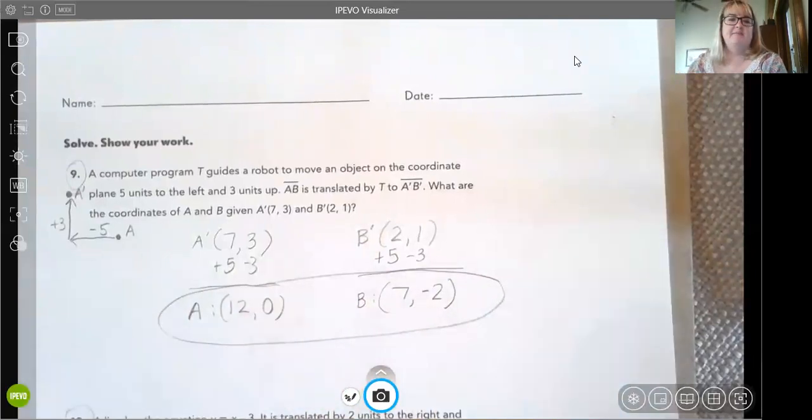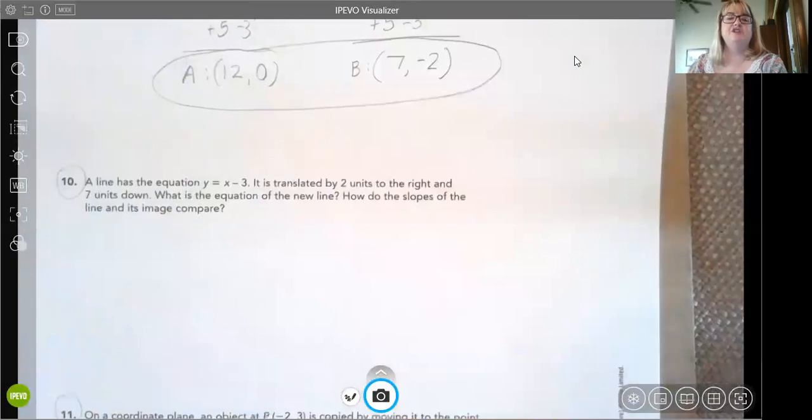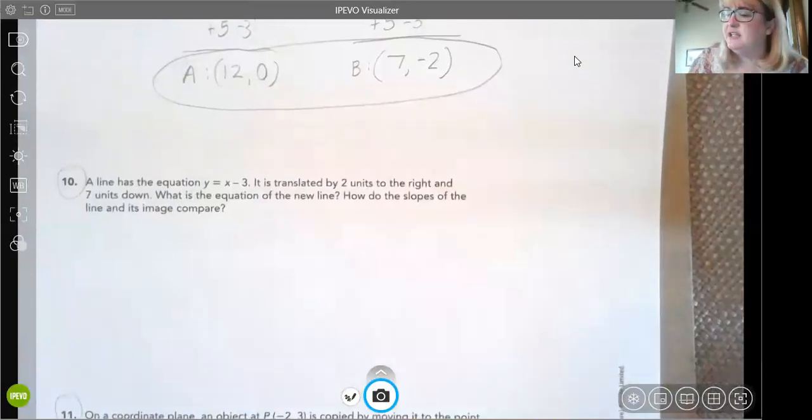Let's look at 10. 10 says a line has the equation y equals x minus 3. It is translated by 2 units to the right and 7 units down. What is the equation of the new line? How do the slopes of the line and its image compare?